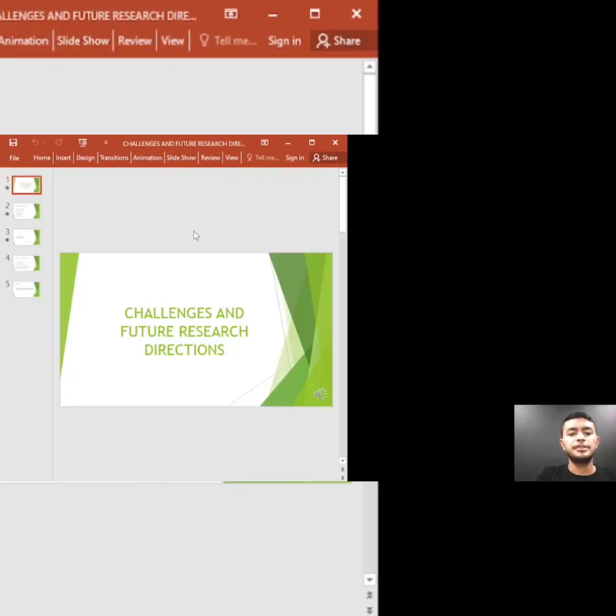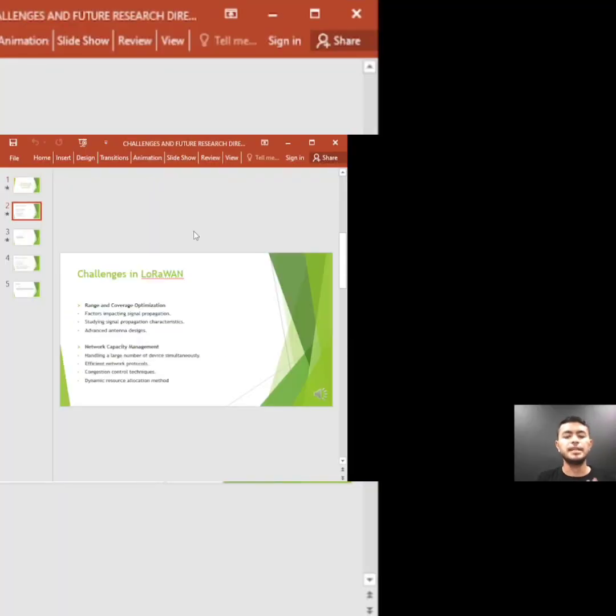For the challenges and future research directions, first we have range and coverage. Factors like terrain, obstacles, and interference can affect the signal strength and limit the network's range. To overcome this, we need to study how signals travel, create better antenna designs, and plan network deployments more effectively. Next, for network capacity, with the increasing number of IoT devices, it becomes crucial to manage the network capacity efficiently. LoRaWAN networks must handle a large number of devices simultaneously without compromising performance. Research is needed to develop smarter network protocols, find ways to control congestion, and allocate resources dynamically to improve network capacity.